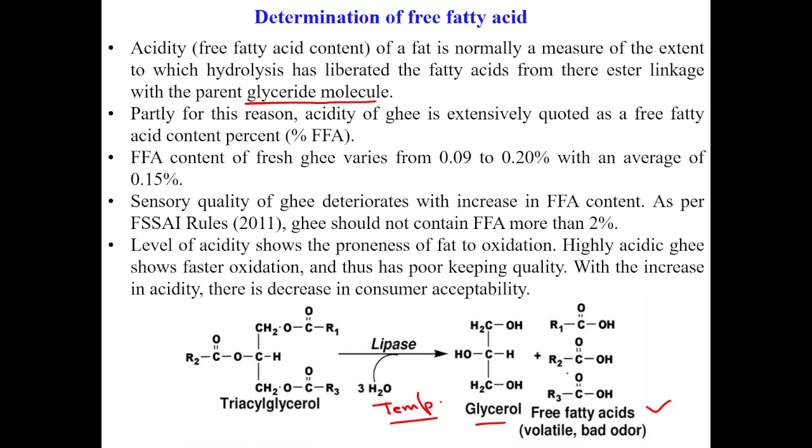And partly for this reason, acidity of ghee is extensively quoted as free fatty acid percentage, expressed as oleic acid. Percentage free fatty acid content in ghee is generally expressed as percentage oleic acid, because oleic acid is the major unsaturated fatty acid of ghee and is also the major contributing acid towards the acidity of ghee. Now free fatty acid content of fresh ghee varies from 0.09 to 0.20% with an average of 0.15%. The quality of ghee deteriorates with increase in the free fatty acid content.